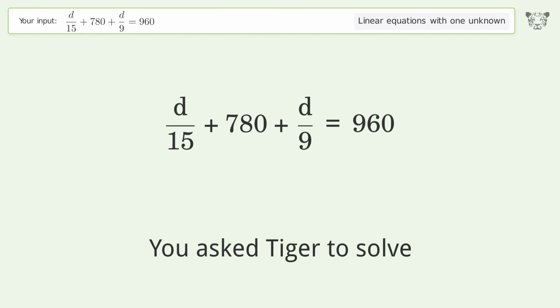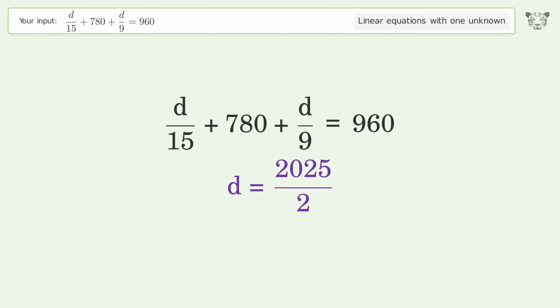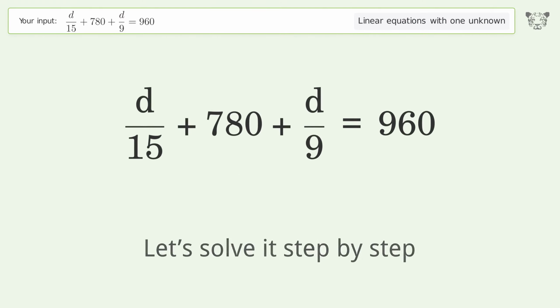You ask Tiger to solve. This deals with linear equations with one unknown. The final result is d equals 20/25/2. Let's solve it step by step.